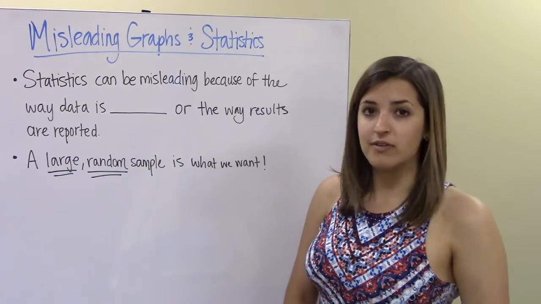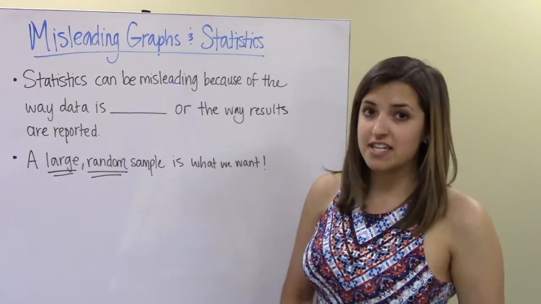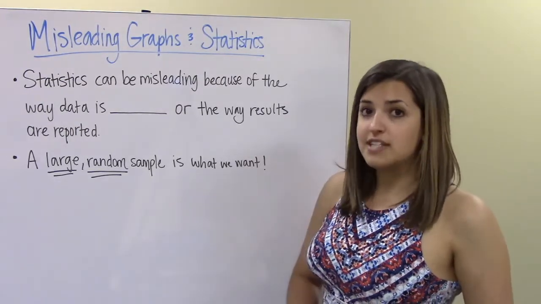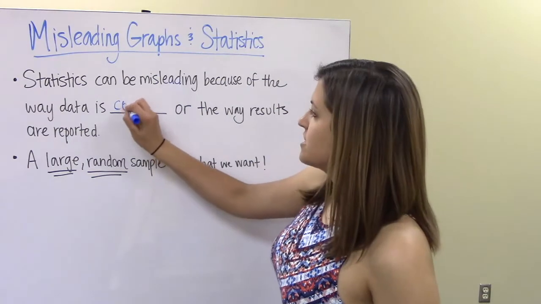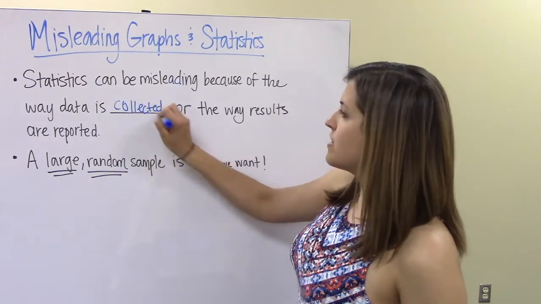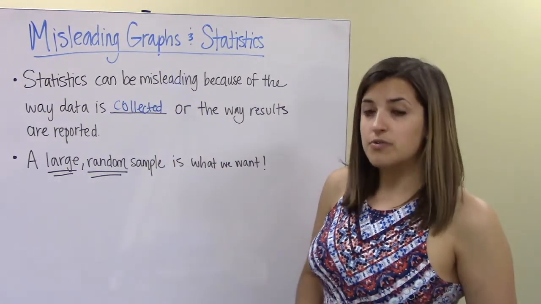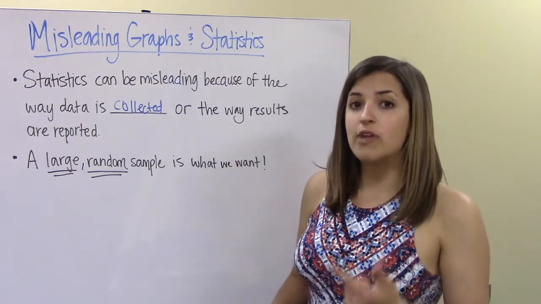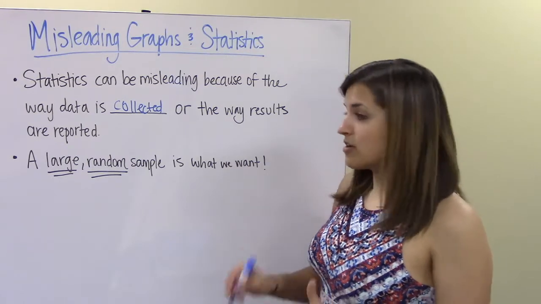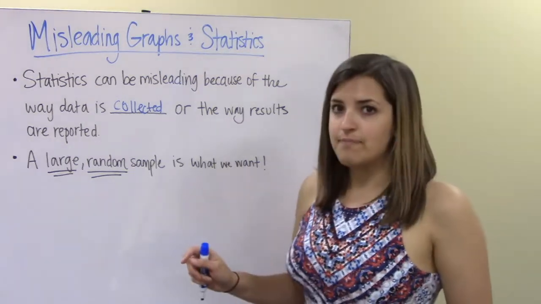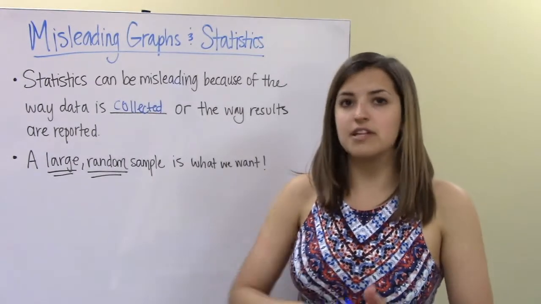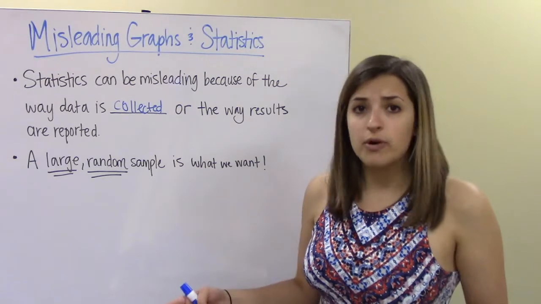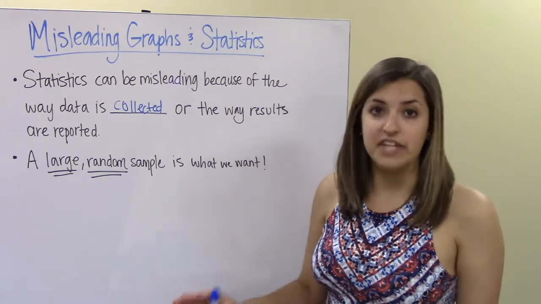In addition to the way that graphs can be misleading, statistics can also be misleading. Statistics can be misleading because of the way data is collected, or the way that results are reported. So in order to combat these misleading results, we want to have a large random sample. What I mean by that is that a large sample includes a lot of different data points so that we can make sure that our generalization, or whatever we're reporting, is indicative of a large population.